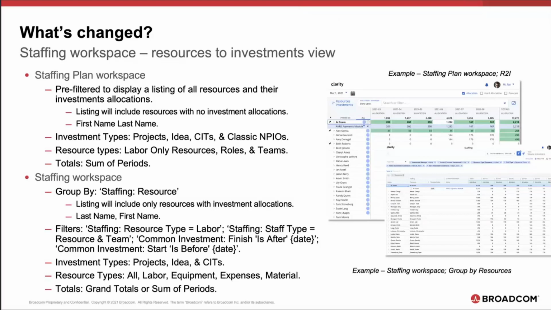And then, hey, you can include multiple per period metrics. You can determine the monthly display or weekly, etc. And then, you can apply filters to focus it in and down on projects, ideas, or custom investment types, and then determine if you want to use grand totals or sum of periods. The point here is that you can emulate the R to I view in staffing.